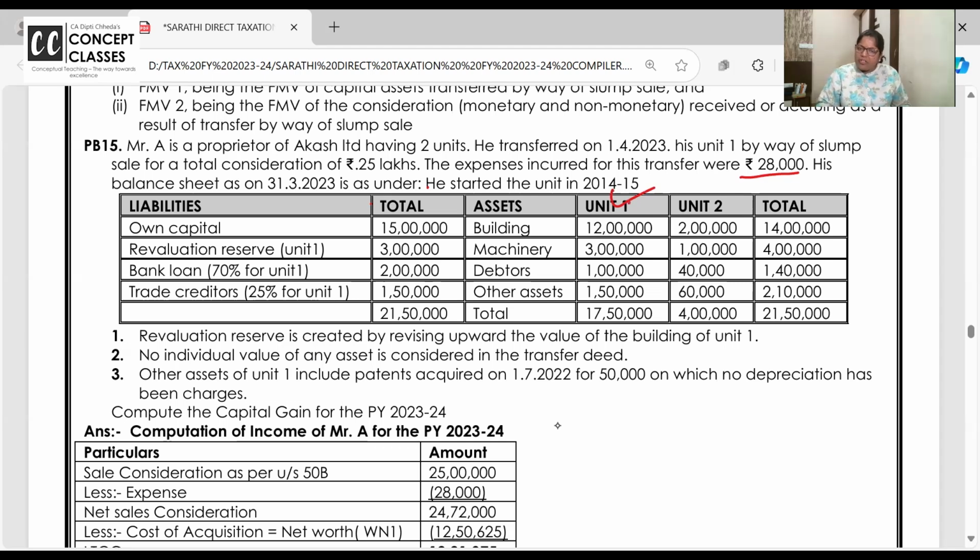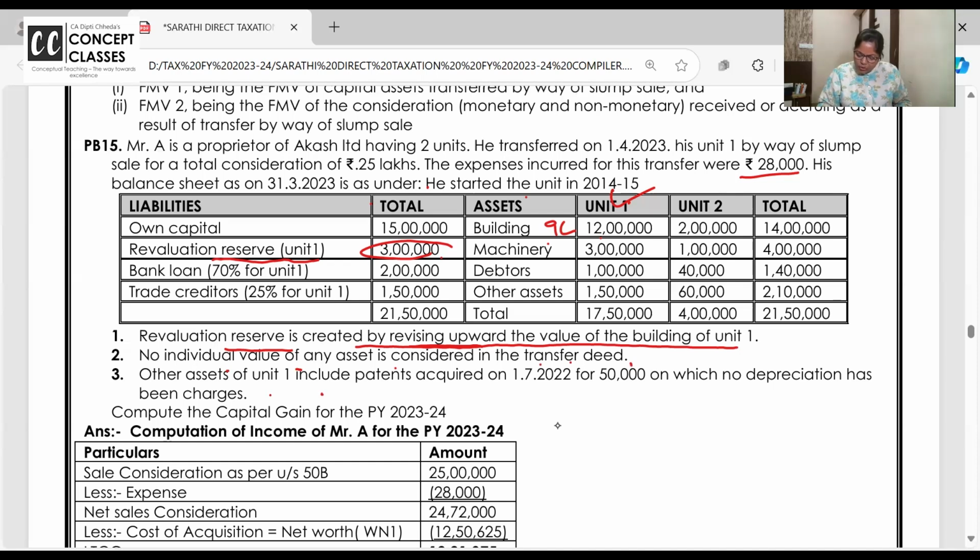They've just given the information of both, and he started the unit in 14-15. A revaluation reserve is created by raising upward the value of the building in unit 1. So here 3 lakh rupees is revaluation reserve. Means how much should you take the building at? 9 lakhs. Building is 12 lakhs, 3 lakh inflated, and on this side revaluation reserve created. So while you do slump sale, ignore revaluation reserve because it's fictitious. It's not actual. No individual value of the asset is considered.